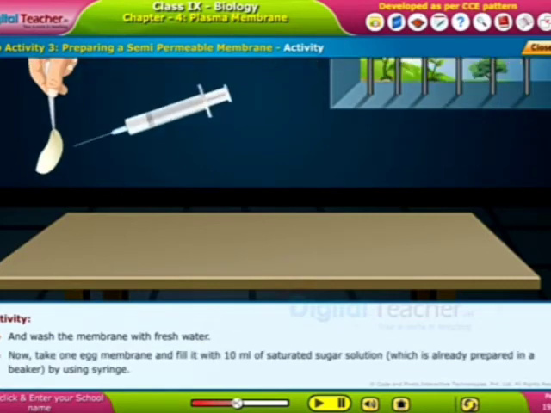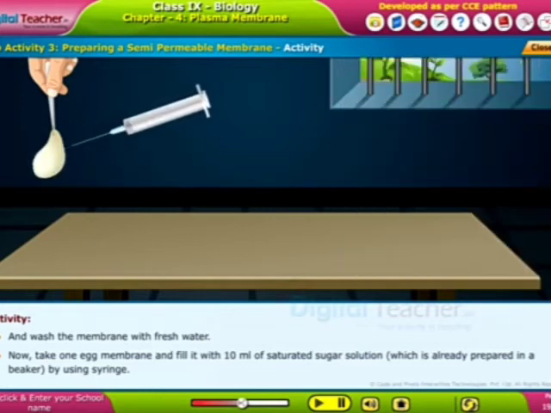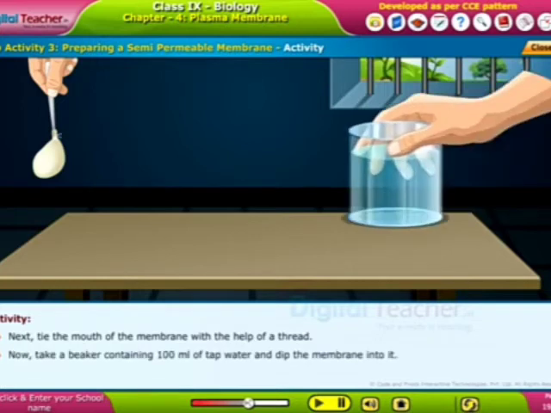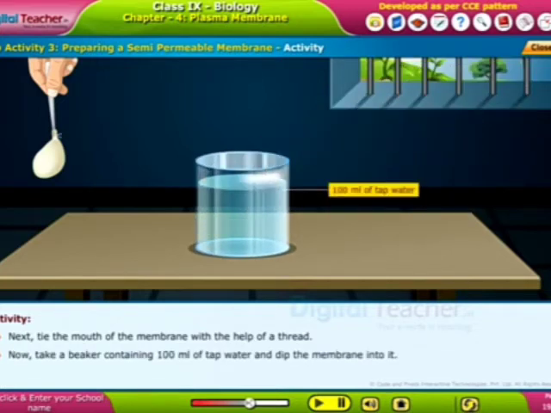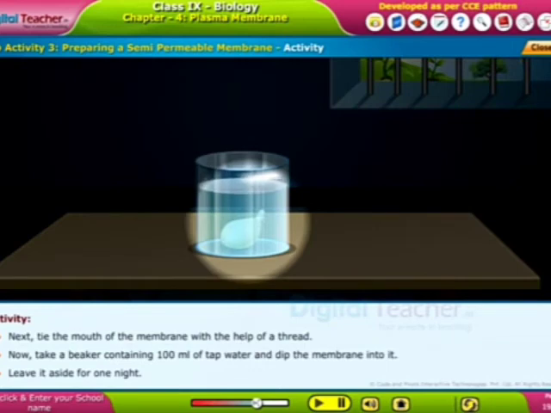Now, take one egg membrane and fill it with 10 ml of saturated sugar solution, which is already prepared in a beaker, by using a syringe. Next, tie the mouth of the membrane with the help of a thread. Now, take a beaker containing 100 ml of tap water and dip the membrane into it. Leave it aside for one night.